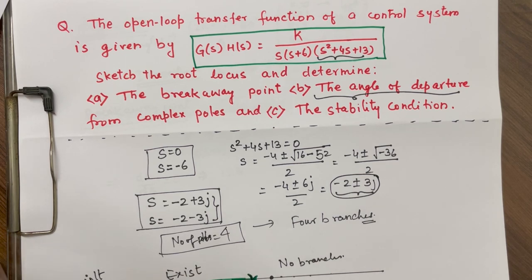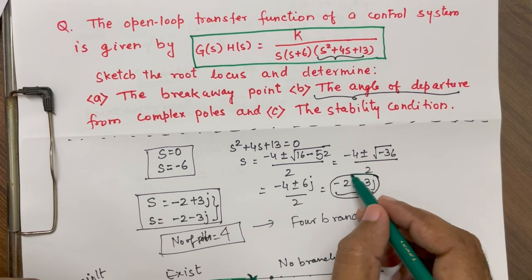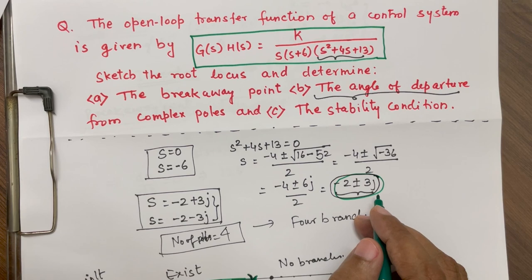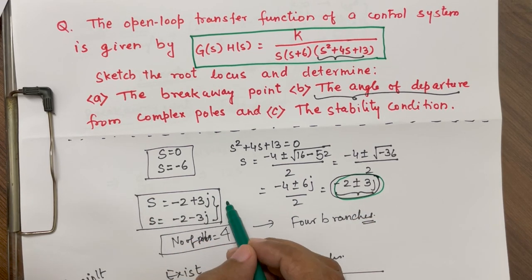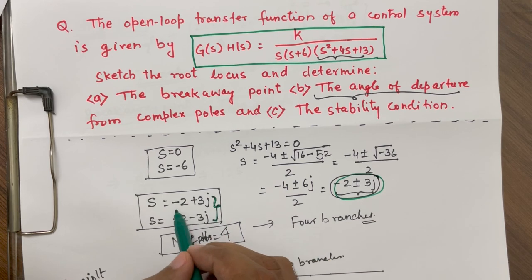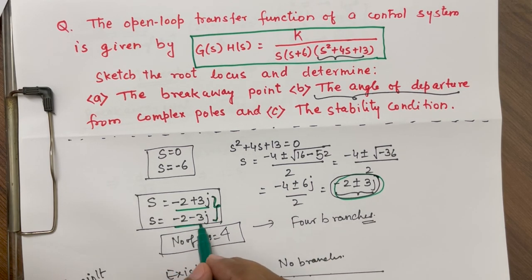So if there is a complex pole, what will be the process of finding the root locus? So there are these two complex poles. The first one is minus 2 plus 3j and another one is minus 2 minus 3j.